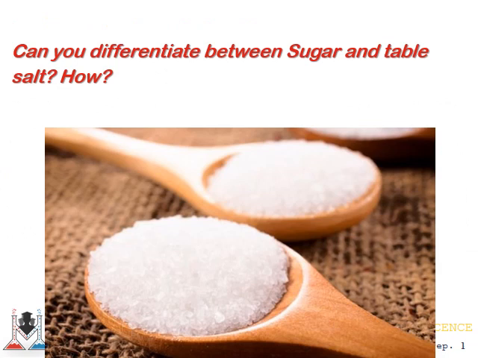Number 2, can you differentiate between sugar and table salt? Of course. Using their color? Of course not, because both of them are white. Using their smell? Of course not, but we of course can differentiate between sugar and salt using their taste.